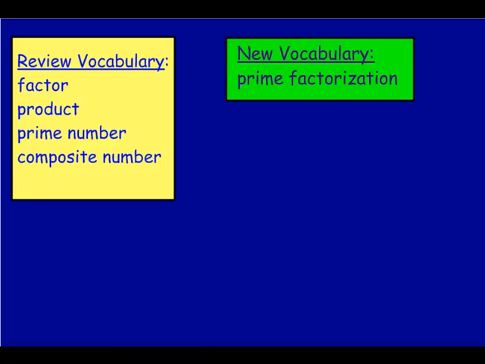Review vocabulary for this lesson is factor, product, prime number, and composite number. The new vocabulary that you will learn in this lesson is prime factorization.